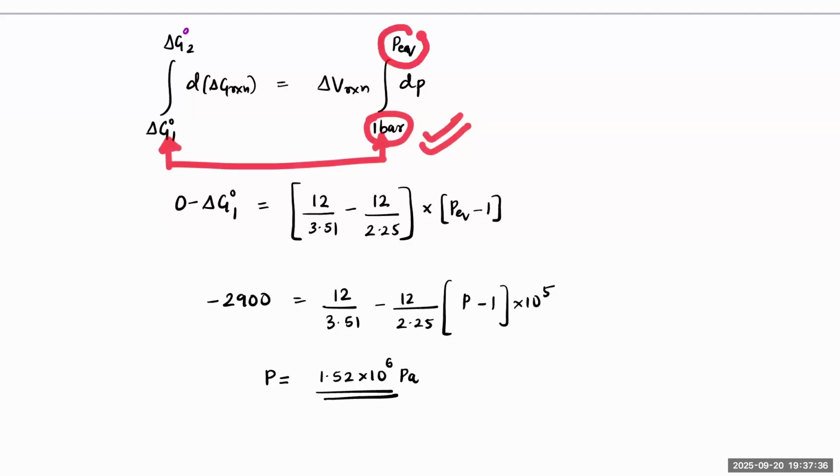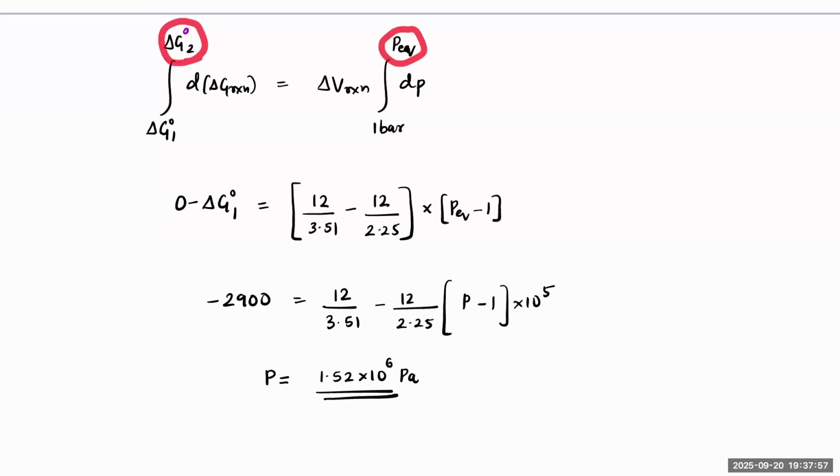From 1 bar, you have to take it to some new pressure to get the change we are looking into. At this pressure, it will reach an equilibrium. So we are trying to figure out an equilibrium pressure at which graphite and diamond can coexist. At this equilibrium pressure, delta G naught 2 value will be 0. So 0 minus delta G naught 1 is equal to delta V.